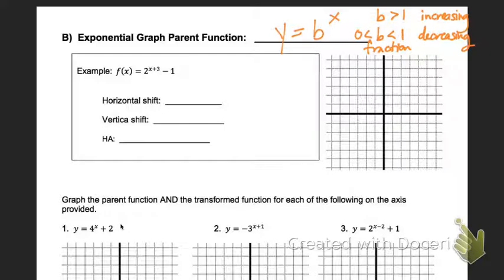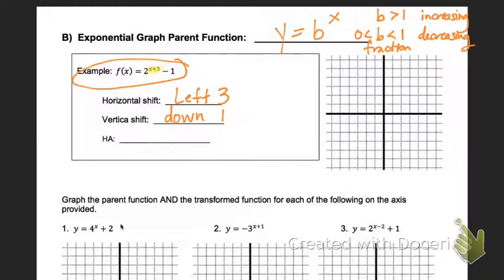So here's an example. We've got 2 to the x plus 3, and then minus 1. So horizontal shift, meaning left or right, is going to be connected to this x plus 3. So is it going to go right 3 or left 3? Left 3. Left 3. Good. And then up or down 1? Down 1.